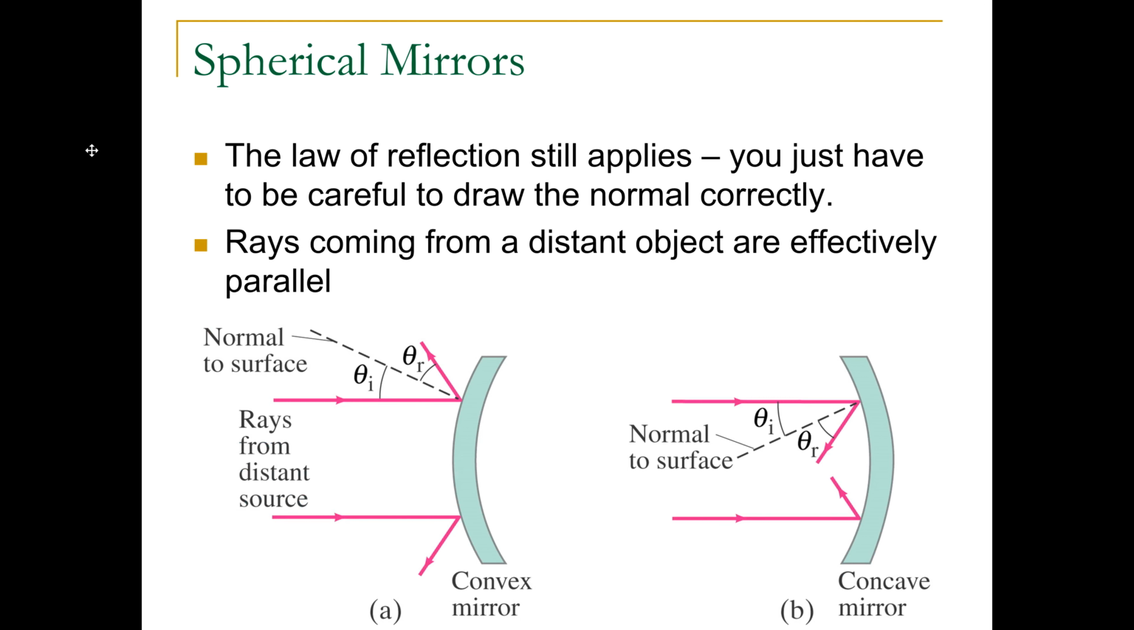So the law of reflection still applies even if the surface is curved. It's just that now our normal line is going to change direction depending on where the ray hits the mirror. Rays that come in from far away are essentially parallel, and we'll typically use those to find what's known as a focal point.